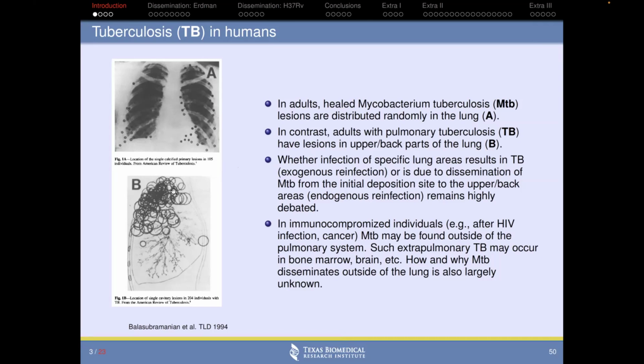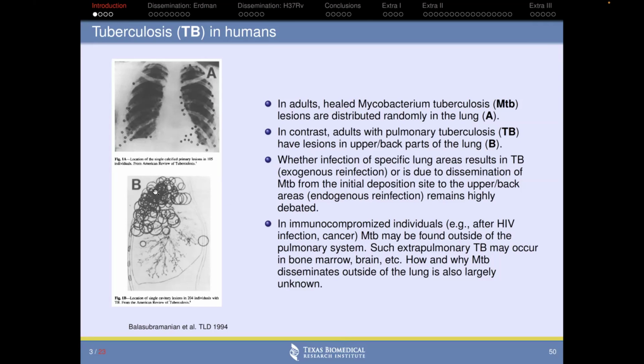So it's actually a big question. If the initial deposition of Mycobacterium tuberculosis when somebody inhales it is random, why would somebody have disease when it's specifically located in one particular part? Is it because some individuals are just unlucky and the bacteria, when inhaled, come into that particular area and cause the disease? Or do the bacteria land somewhere in the lung but then somehow disseminate to the upper parts of the lung, and as they disseminate, that causes the disease? This is one of the big questions in tuberculosis.